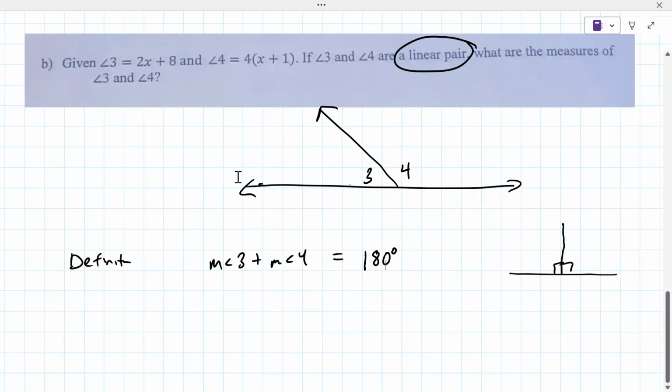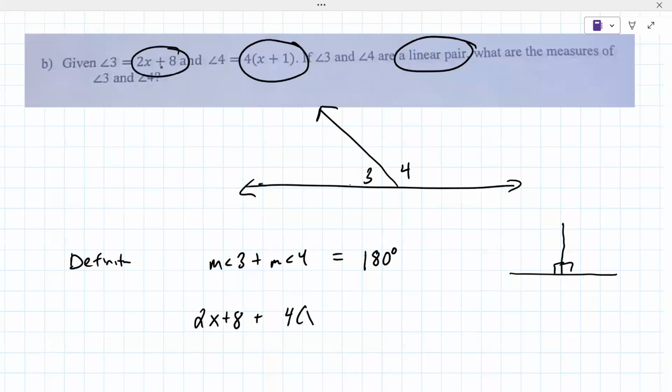All right, now we're going to write an equation. We're going to write, instead of measure of angle 3, 2x plus 8, and this next thing instead of measure of angle 4, equals 180. Okay. What do you see here to do to solve this equation?